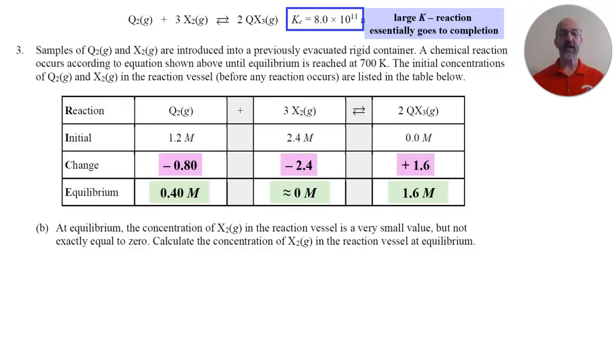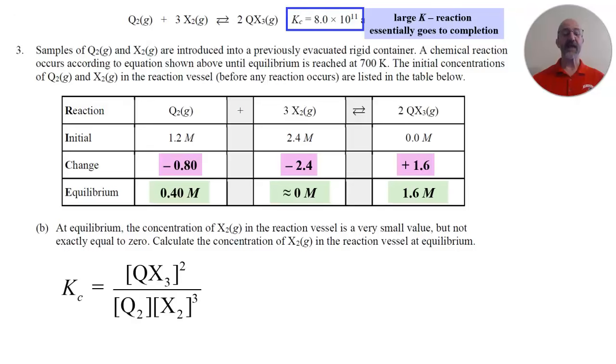So that would be Qx3 on the top, Q2 and X2 on the bottom. So my equilibrium constant expression looks like this. And you can see I'm using hard brackets because this is a Kc. If it were a Kp, I would have used capital P for partial pressure. So concentration of Qx3 squared divided by the product of the following: concentration of Q2 times concentration of X2 cubed.